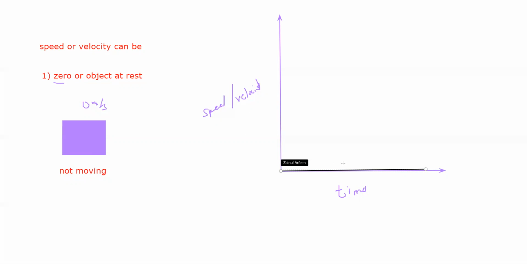This object, because the speed is 0, when the object speed is 0, it means the value of the speed is 0. So a speed time graph or velocity time graph will be a horizontal line.